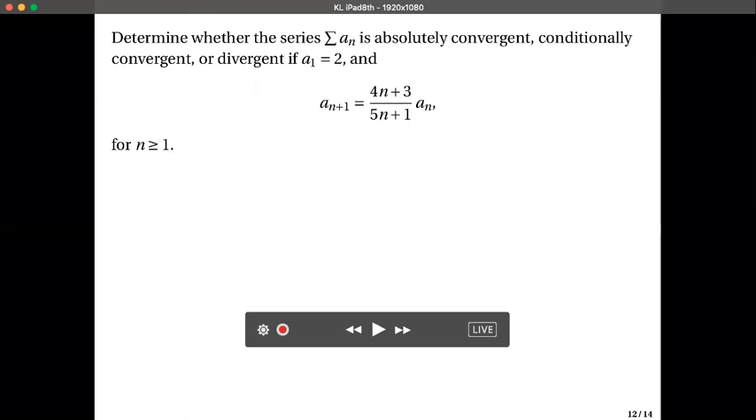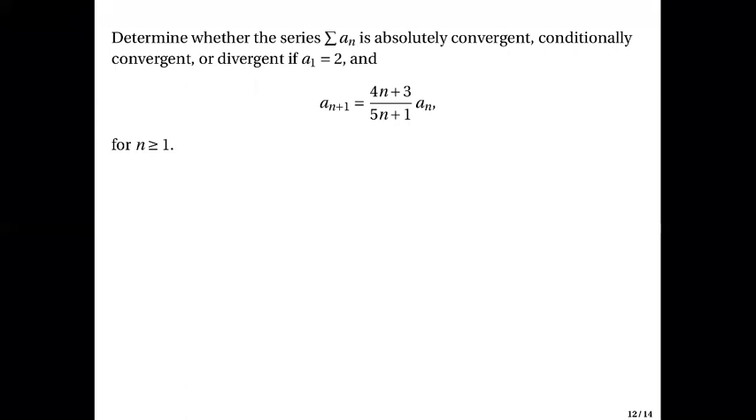Question. Now, let us consider this. Determine whether the series sum an is absolutely convergent, conditionally convergent, or divergent if the terms an satisfy the following: a sub 1 equals 2 and a sub n plus 1 equals 4n plus 3 over 5n plus 1 times a sub n, for n greater than or equal to 1. All we need to do is use the ratio test.